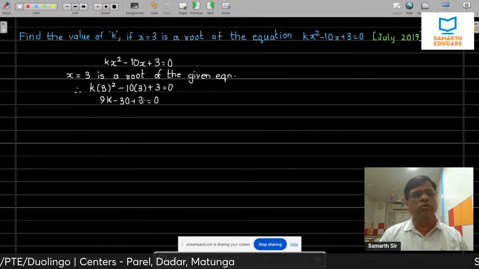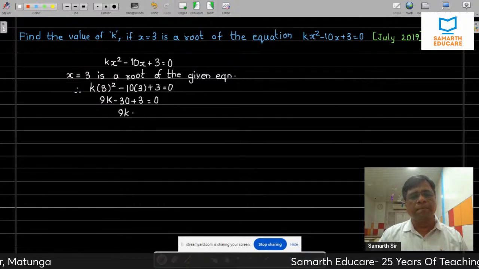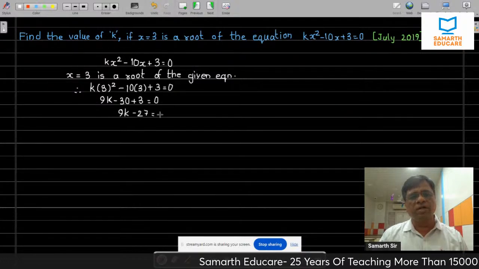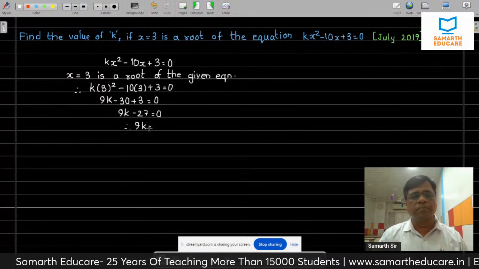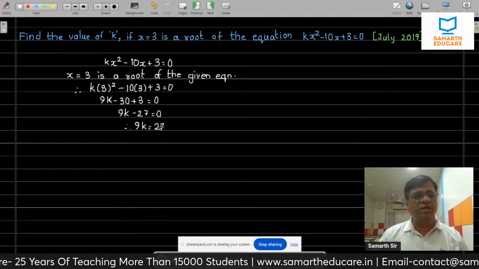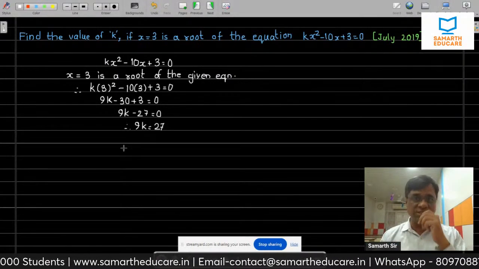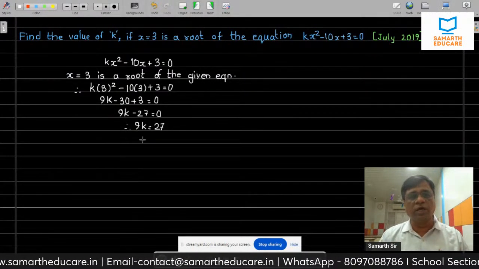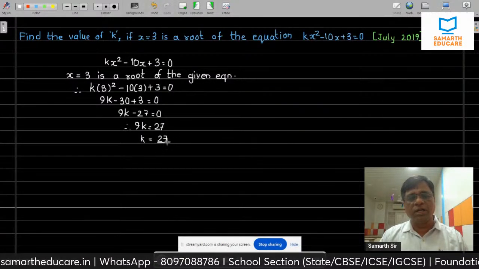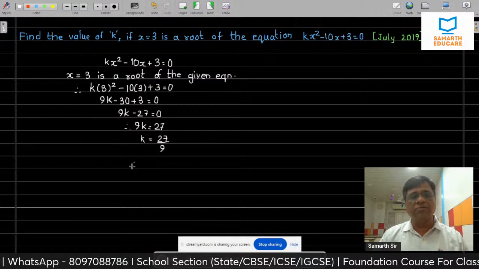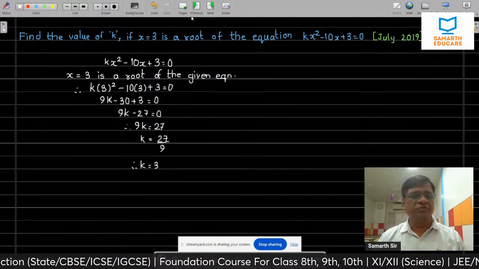plus 3 is equal to 0. Now that means 9k minus 27 is equal to 0. That means 9k is equal to 27. 27 left hand side में minus है, right hand side when you change the side you have to change the sign. तो 27 minus है वो plus हो गया. Now that k is equal to 27 upon 9. Hence k का वैल्यू कितना मिल रहा है यहाँ पे 3 आ रहा है. This is k is equal to 3.